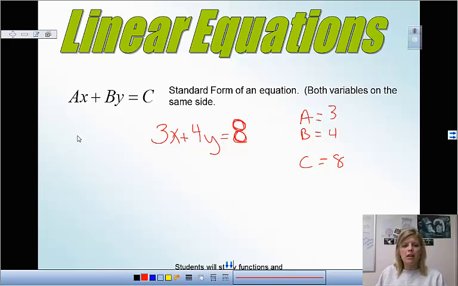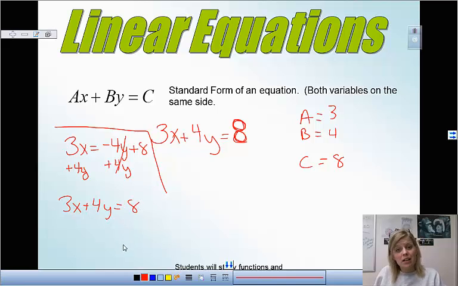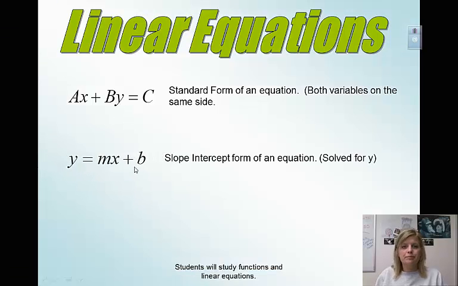They might have had it in this format where it would have been like 3x equals negative 4y plus 8. Right now, this is not in standard form because I have to have a and b on the same side. So all I would have done is moved my 4y over to the other side, and I would have had 3x plus 4y equals 8. Now is that in standard form? Yep.